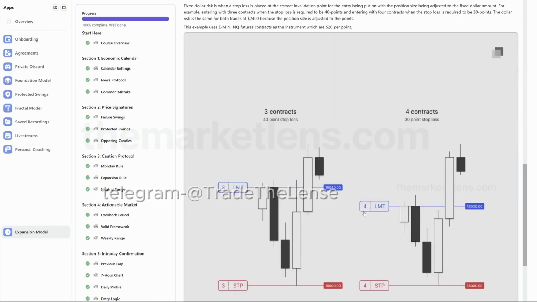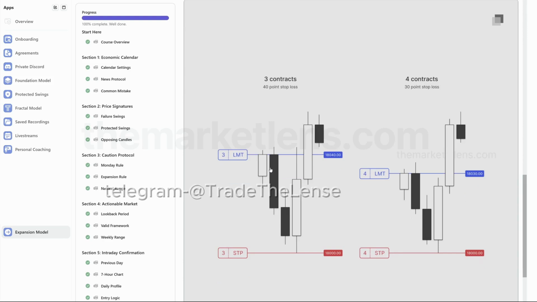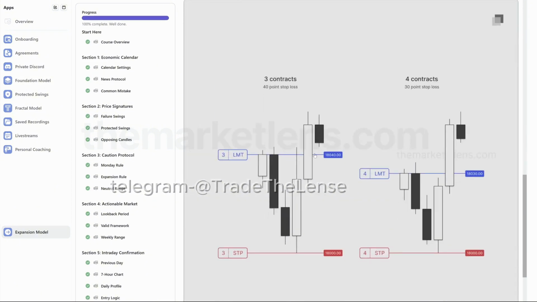Instead, we want to use fixed dollar risk. These are limit orders just being shown because it's easier to get the understanding across, even though you'd be using market orders. Let's say your fixed dollar risk, just in general, is $2,400 on all your trades, using NQ contracts at $20 per point. This trade requires a 40-point stop loss, so I'm going to take 3 contracts, giving me $2,400 of risk. This trade is different. It only requires a 30-point stop loss, and they're both at valid areas of invalidation. Great. I'm going to use 4 contracts because it's still equal to $2,400 of risk.